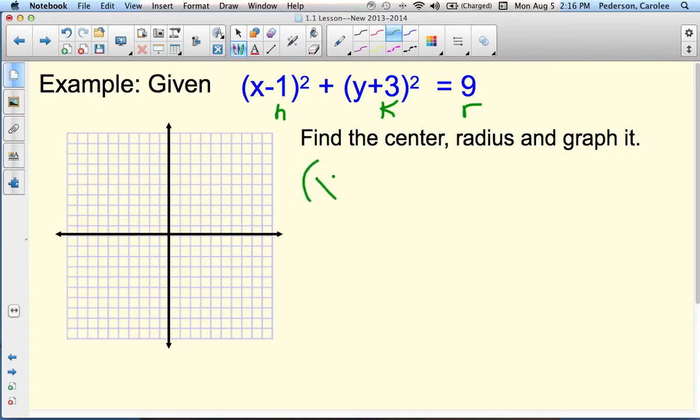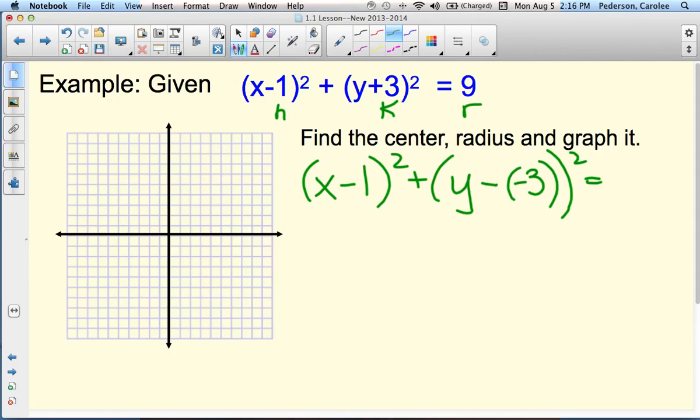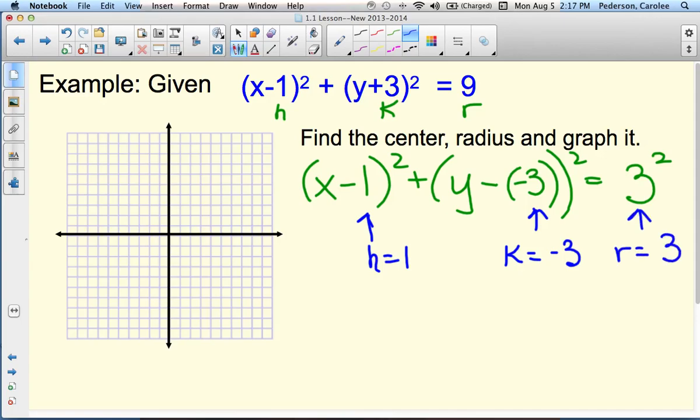I recommend that you go x minus 1 all squared plus y, now be careful right here, y minus, and then replace that 3 with a -3, because remember negative turns that back to a +3, and then squared equals, and then rewrite that 9 as 3 squared. So this will be my h, which is 1, and that'll be my k, which is -3, and this will be my r, which is +3.